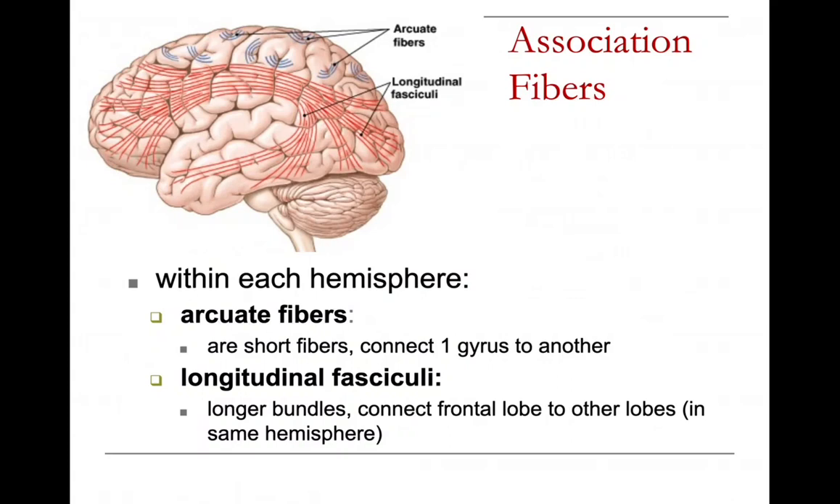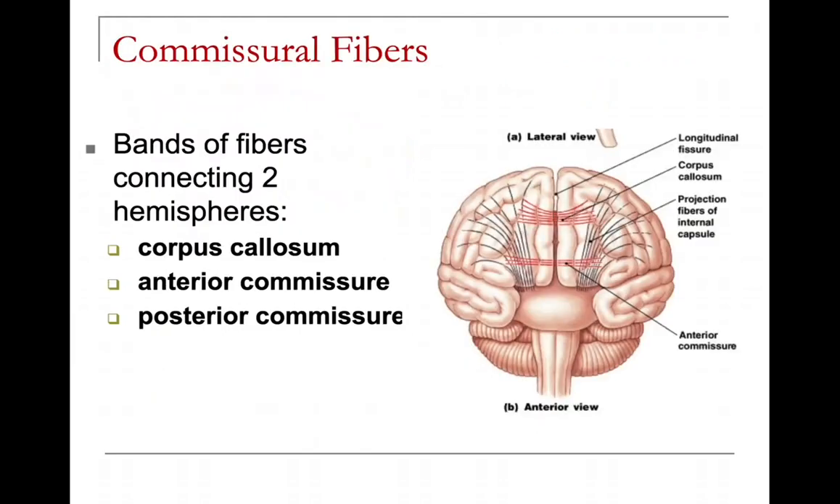Within each hemisphere, you have arcuate fibers. They're short fibers that will connect one gyrus to another. The longitudinal fasciculi are longer bundles. They're going to connect the frontal lobe to the other lobes in the same hemisphere. And then your commissural fibers connect the two hemispheres: corpus callosum, anterior and posterior commissure.